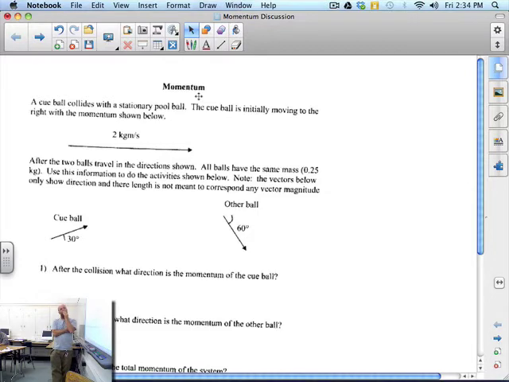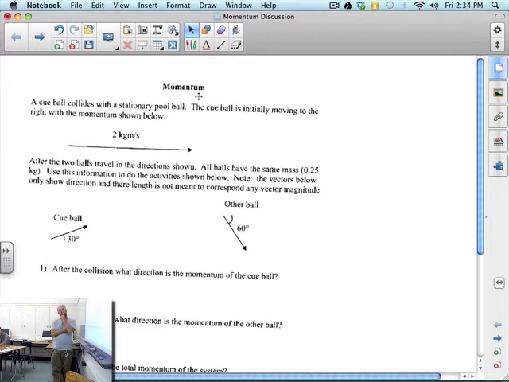The cue ball collides with the stationary pool ball. The cue ball is initially moving to the right with the momentum shown below. After the two balls travel in the directions shown, all balls have the same mass, like 25 kilograms. Use this information to do the activity shown below, and note the vectors below only show direction, and their length is not meant to correspond to any vector magnitude.